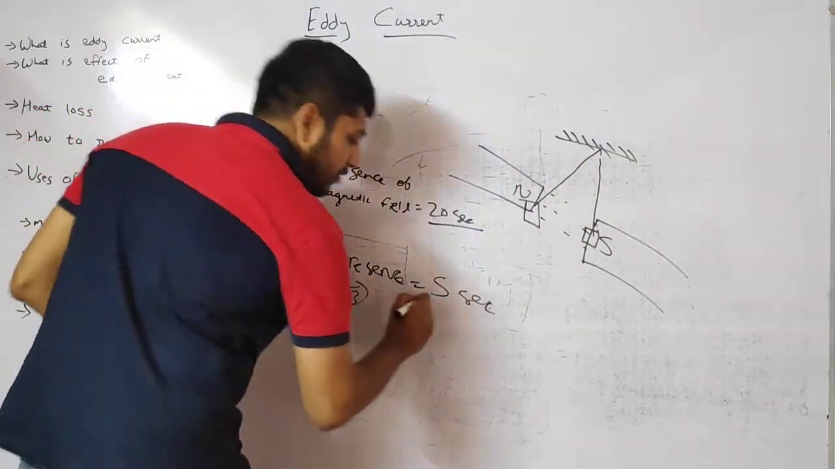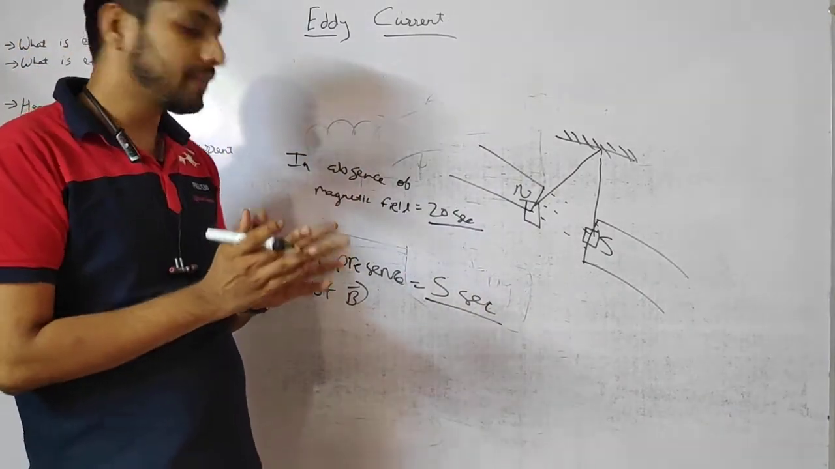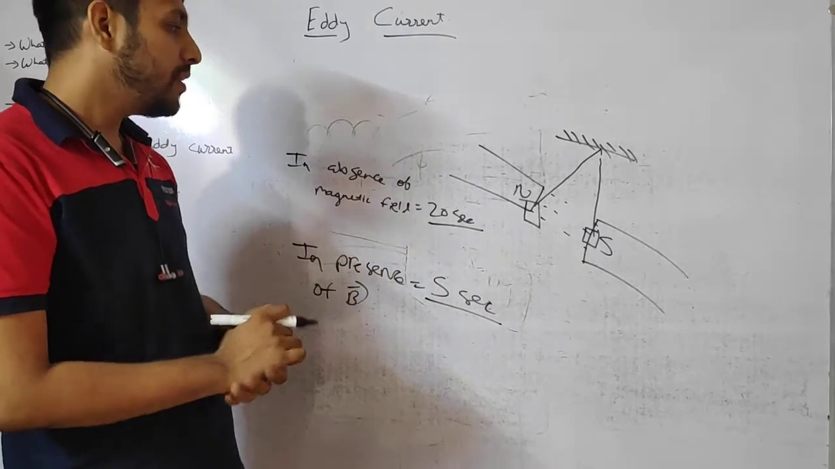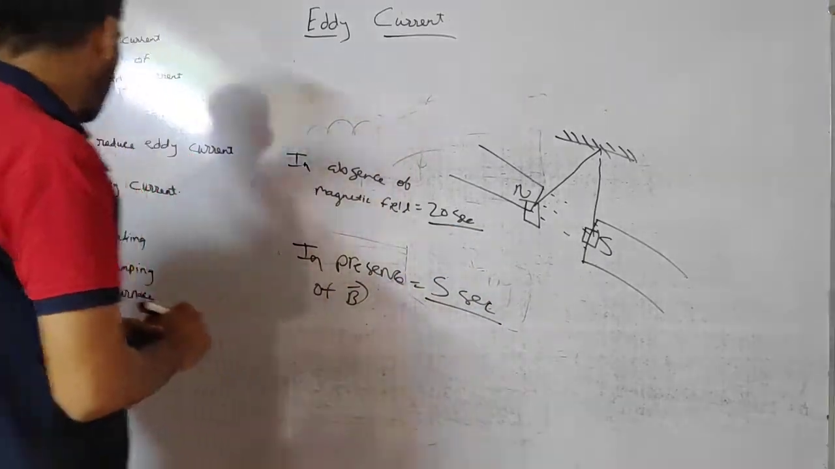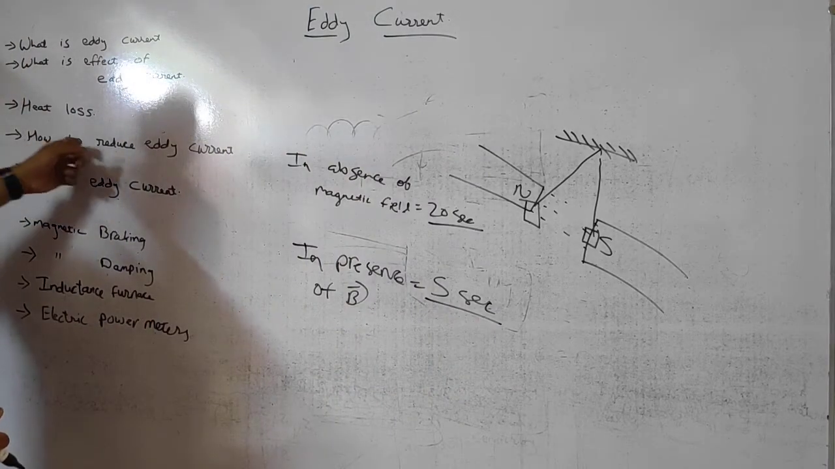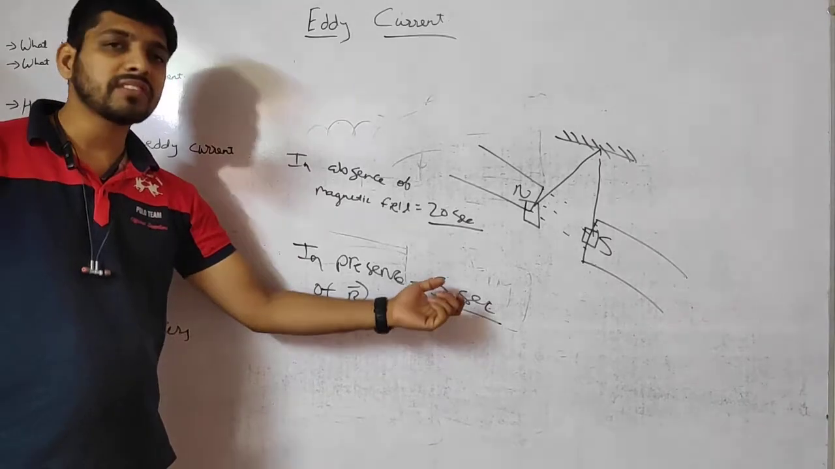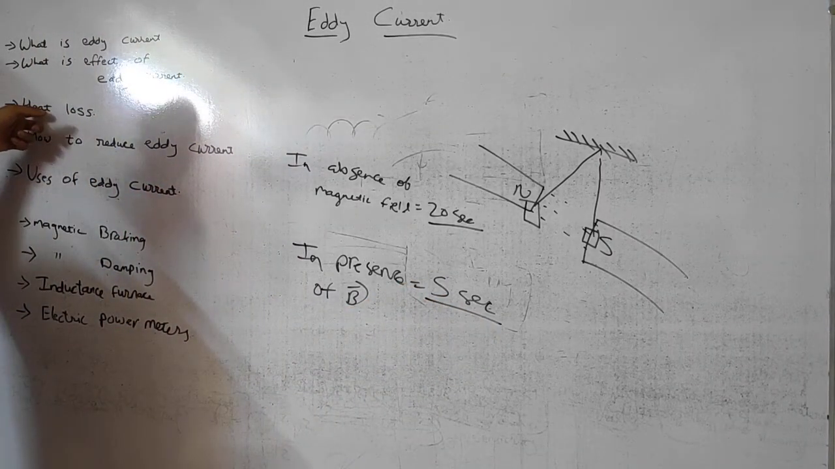So in presence of that, what will happen? The motion will be opposed, so it will come to rest in a very small time, say 5 seconds, it may be 2 seconds, it may be 6 seconds or anything, but it will always be less than 20 seconds. Okay, I hope this is clear. Then how to reduce the eddy current? How to reduce the eddy current? Because of this eddy current, there is heat loss. One topic was missed.